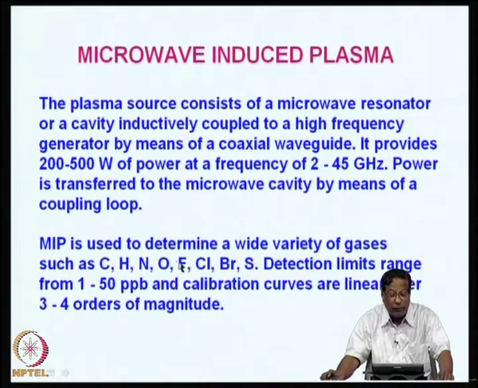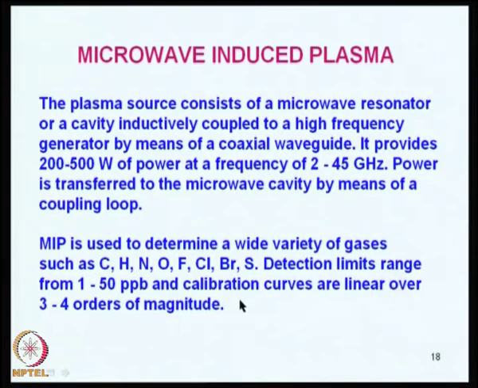So, MIP is used to determine a wide variety of gases rather than metals. And what are the gases? They could be carbon species, hydrogen, nitrogen, oxygen, fluorine, chloride, bromide, sulphide, etc. And detection limits for these elements range from 1 to 50 ppb, parts per billion again. And calibration curves are also linear, not as much as ICP, but only of the order of about 3 to 4 orders.